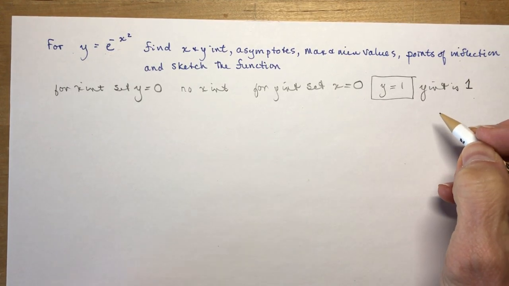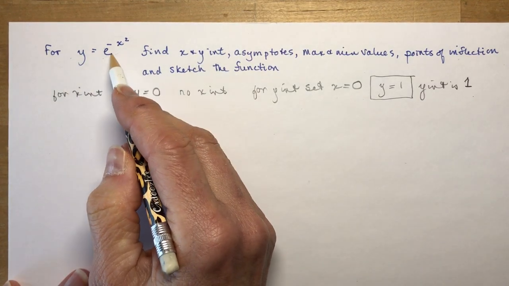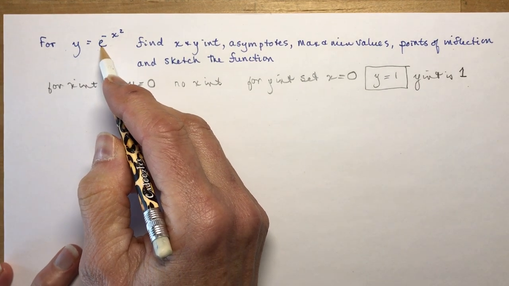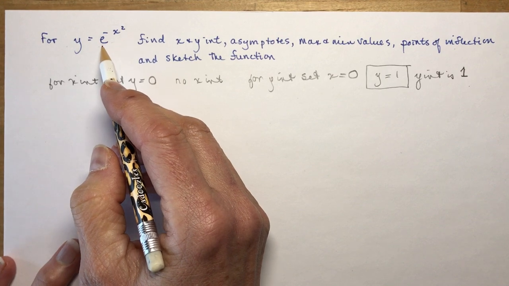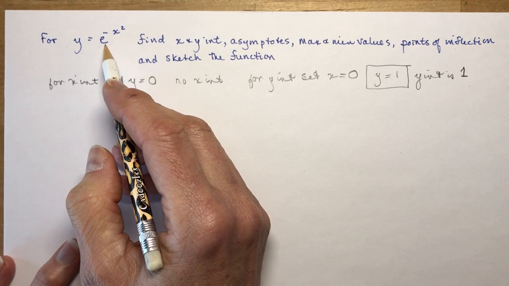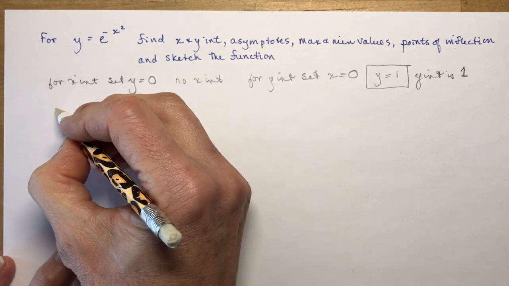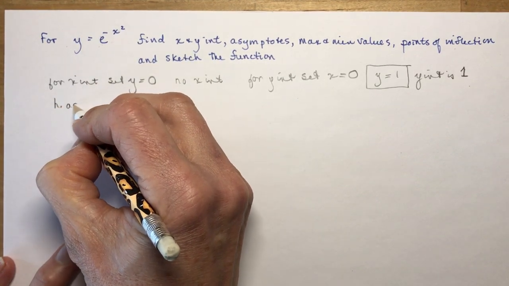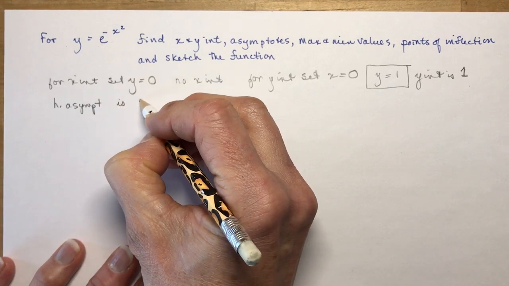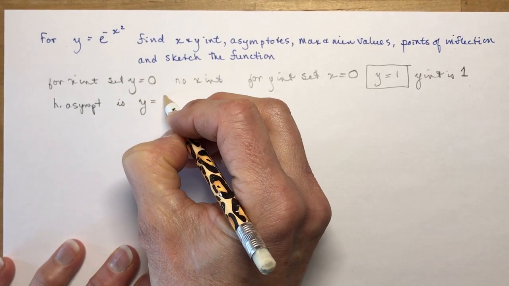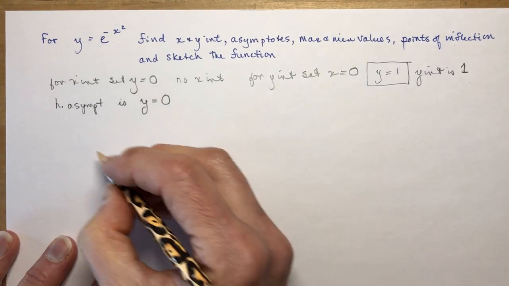Okay, intercepts are done. How about asymptotes? Well, there's no vertical asymptote. Is there a horizontal asymptote? You should know that, yes, there is, because as x approaches infinity, this is going to approach 0. So the horizontal asymptote is y equals 0. Okay, now we're ready to do some derivatives.